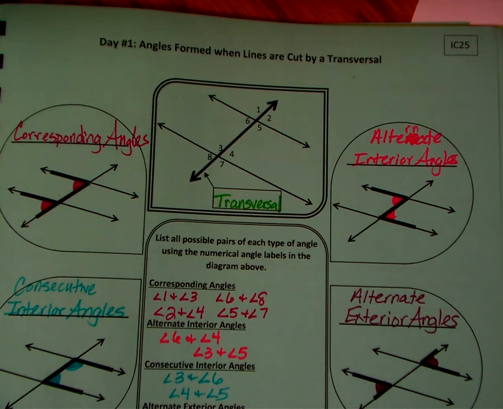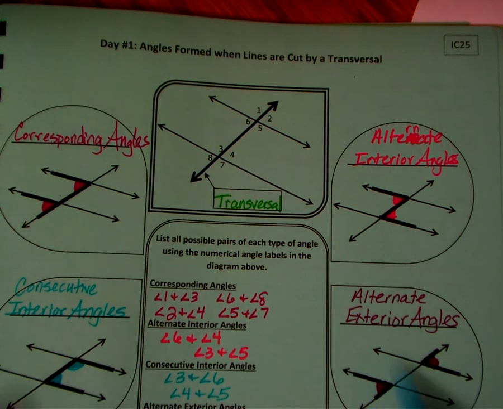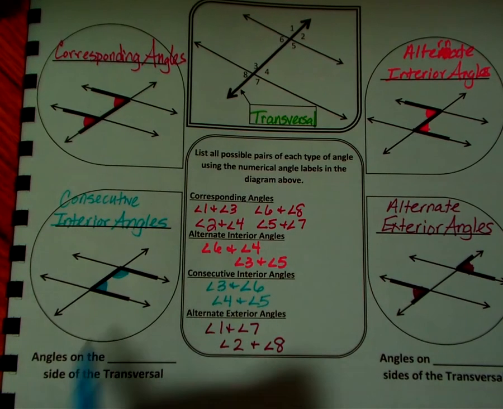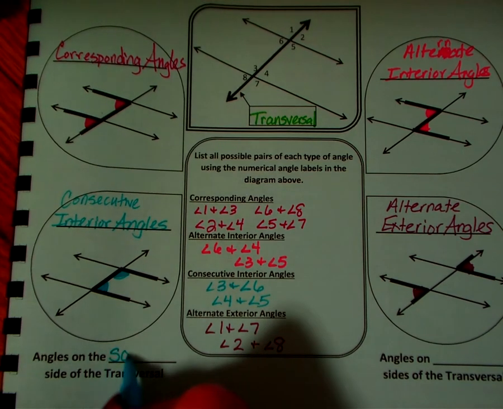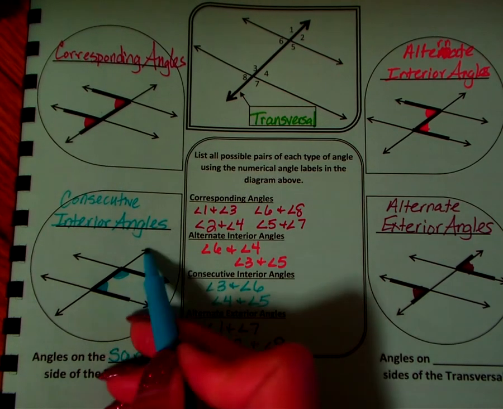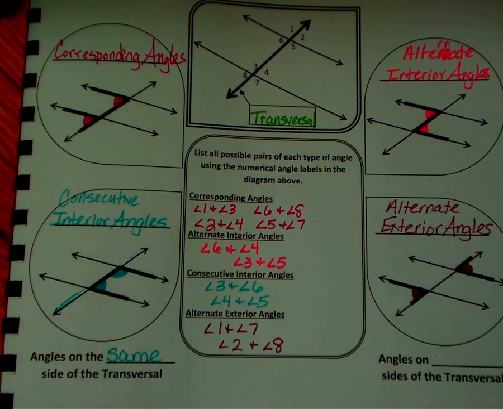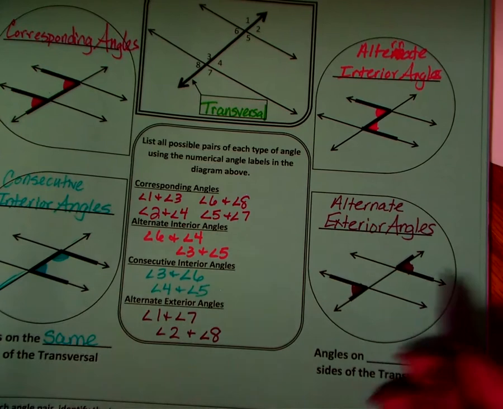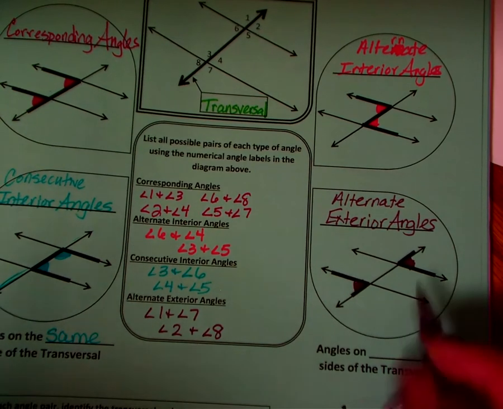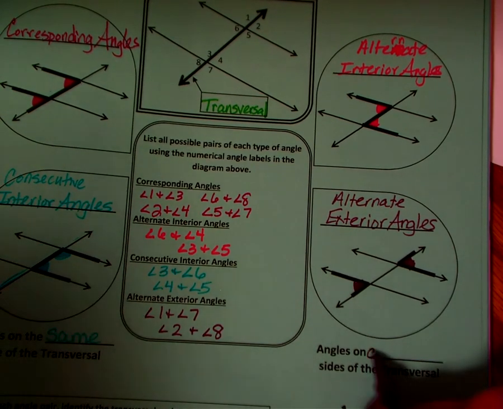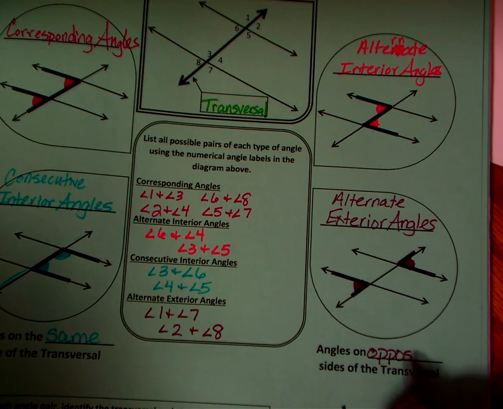Okay, and I missed these little notes underneath these two. Sorry about that. Consecutive interior angles. Think of angles on the same side as the transversal, right? The transversal is the line that cuts through the parallel lines there. And then for the alternate exterior, think about angles on opposite, or if you want to think about alternate.